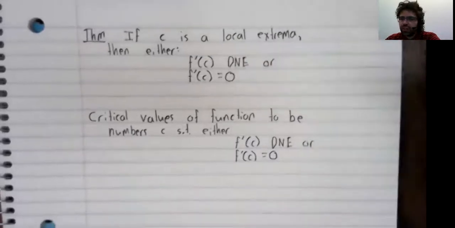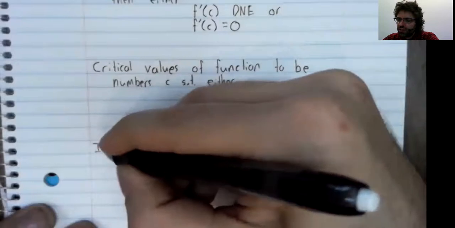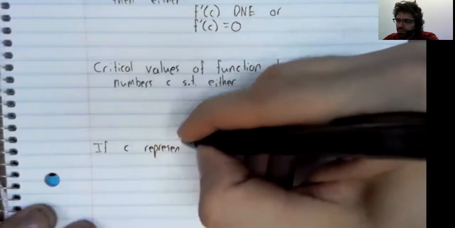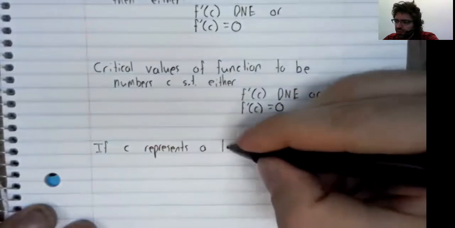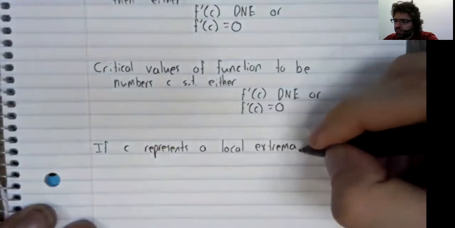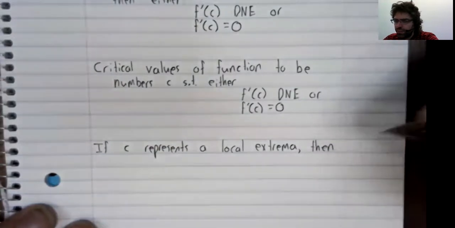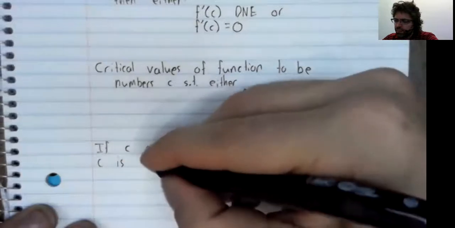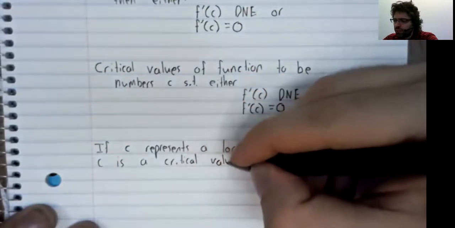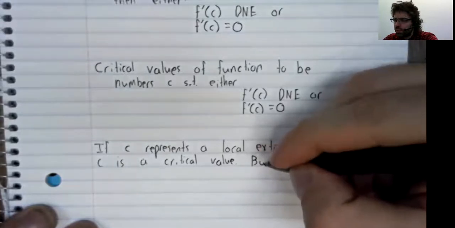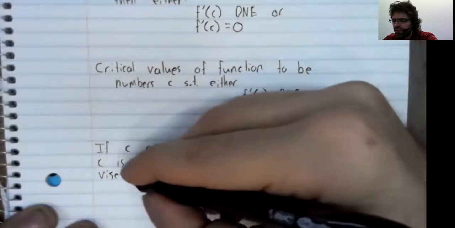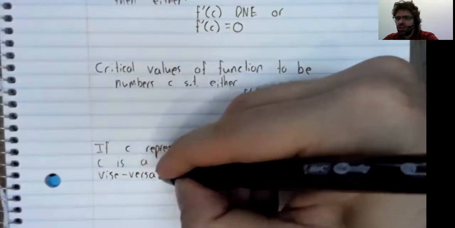This theorem then says that if C represents a local extrema, then C is a critical value, but not vice versa.